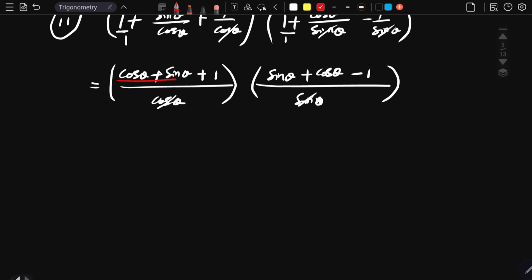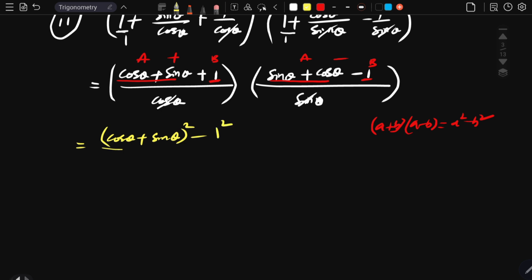It is cos theta plus sine theta plus 1, and cos theta plus sine theta minus 1. Both cos theta plus sine theta are considered as a, plus 1 is the b consideration, and minus 1 is the b consideration. So it looks like (a plus b) into (a minus b). We have an identity: (a plus b) into (a minus b) gives a square minus b square. Just follow this, where a is cos theta plus sin theta, so write it as (cos theta plus sin theta) whole square minus 1 square, and in the denominator sin theta into cos theta, or cos theta into sin theta.